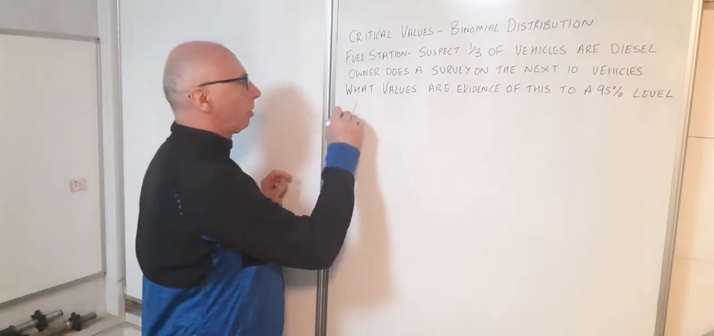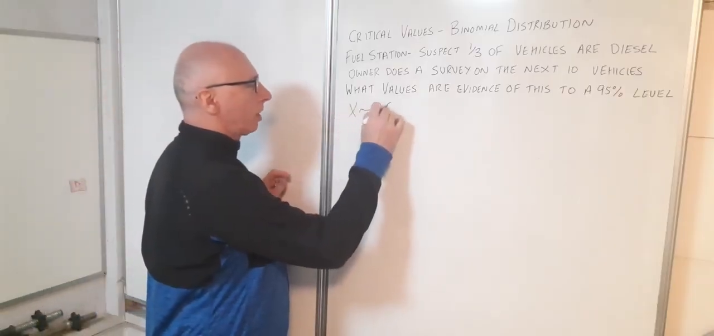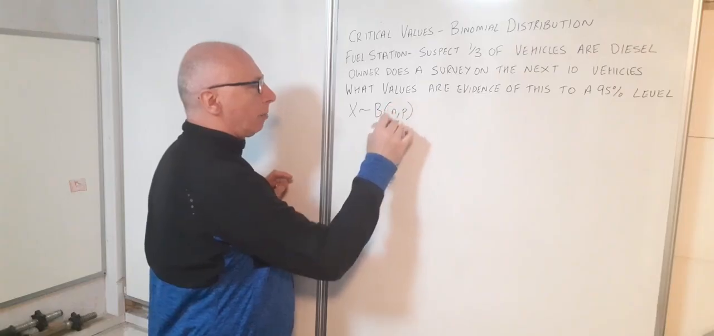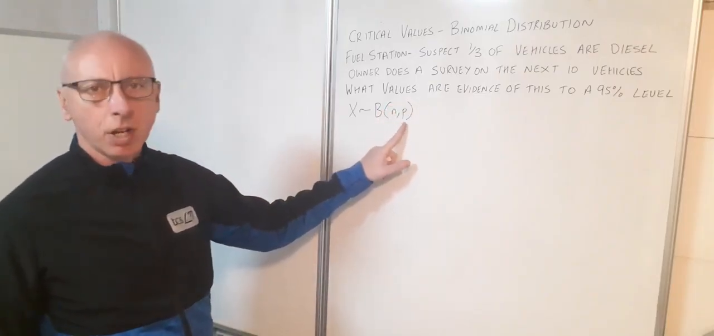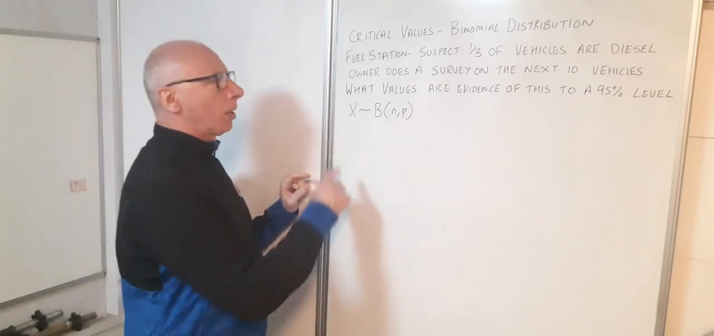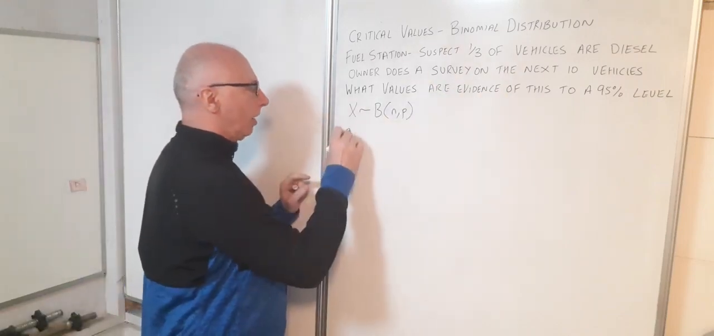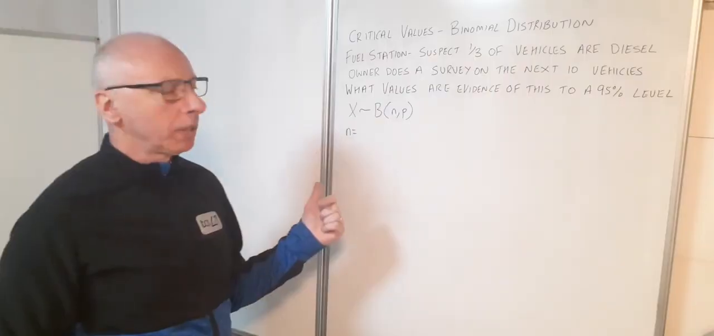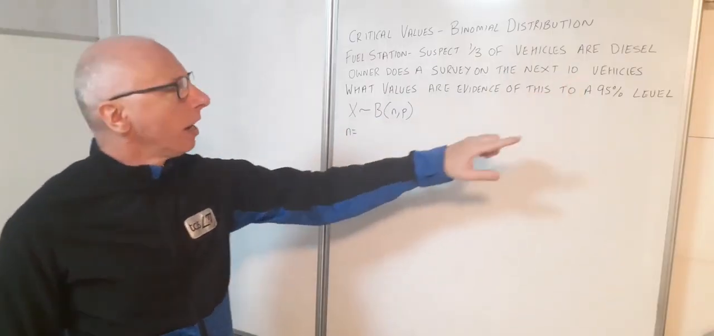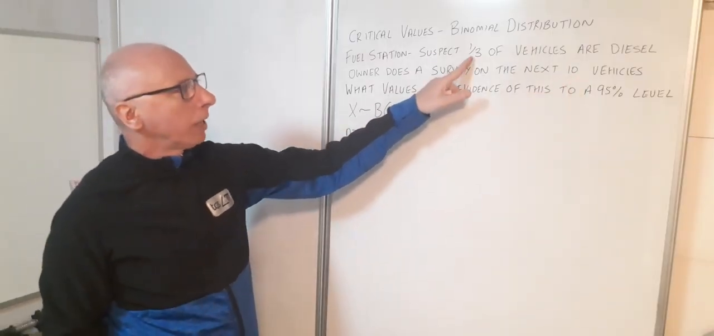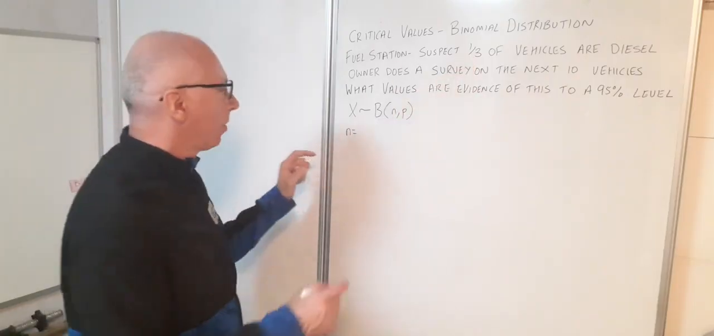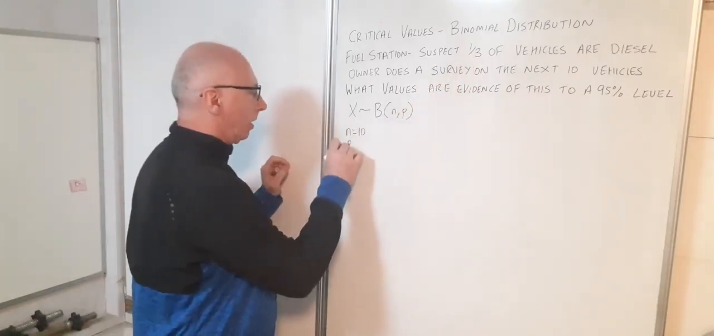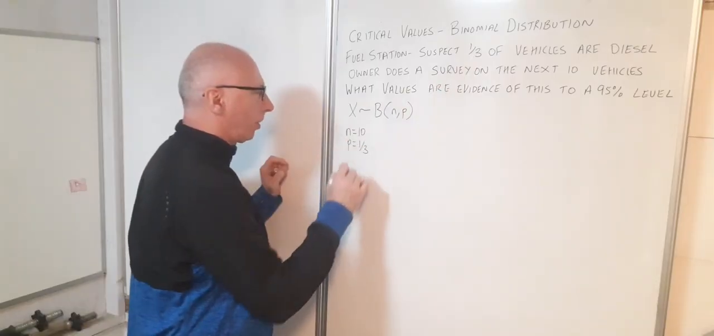So the binomial distribution is X is distributed binomially n comma p, and these are our parameters for the binomial distribution. So in this survey here, n is the number of vehicles that he's going to be testing on, so n is 10, and the probability will be his starting position that a third of the vehicles are diesel, so p is a third. So n is 10 and p is 1/3.